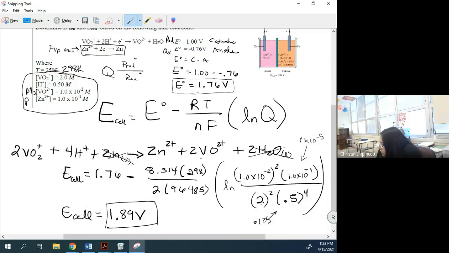Okay, do 4 times 0.5 raised to the 4th power. 0.5 raised to the 4th power is what? 0.25. Yeah, so that's 4 times 0.5 to the 4th. It's 0.25. Oh, yeah, I guess it is 0.25. Huh. All right, Austin's right, I'm wrong. All right, divide these things out and take the natural log of that.